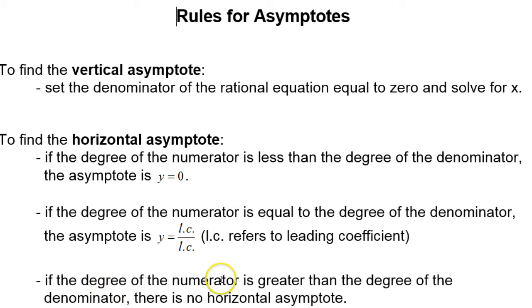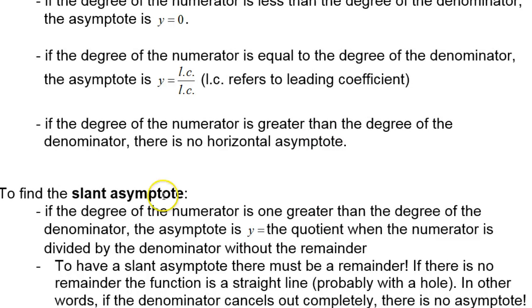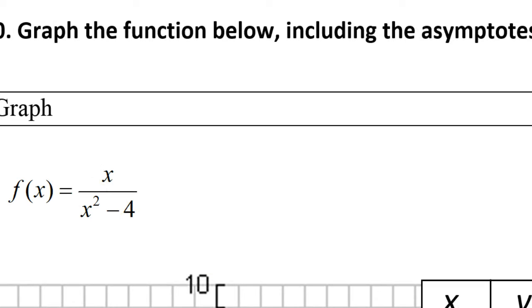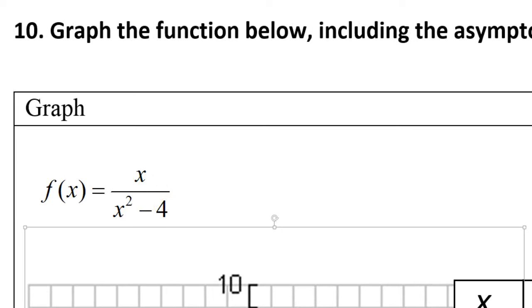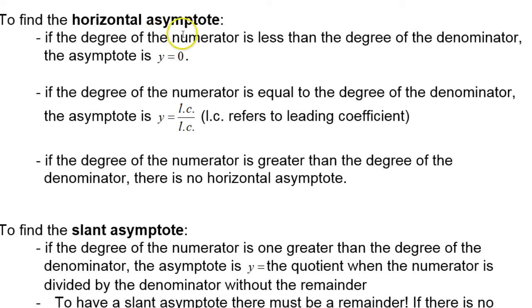And if the degree of the numerator is greater than the denominator, then there is no horizontal asymptote. But in that case, there would probably be a slant asymptote. But we'll worry about that more once we see what we're looking at. So, looking at this, the top degree is 1. The bottom degree is 2. So the degree of the numerator is less. And when the degree of the numerator is less, then the horizontal asymptote is y equals 0.